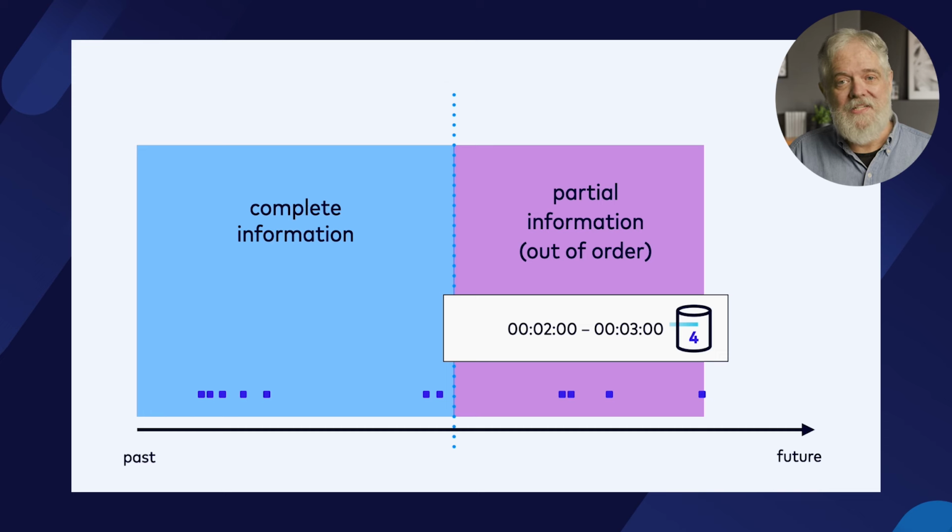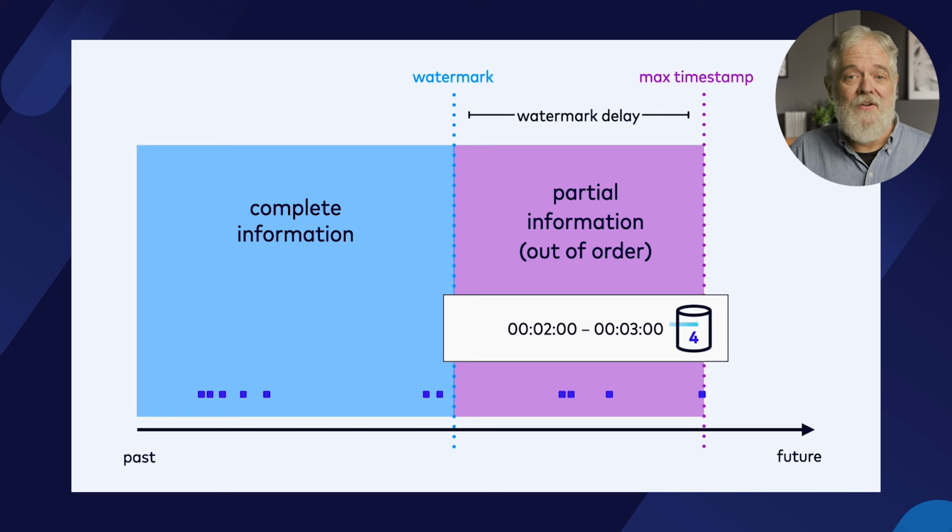But the watermark is an estimate of where this boundary lies. Watermarks are generated by subtracting a delay, called the watermark delay, from the maximum timestamp seen thus far in the stream. For example, with a watermark delay of 5 seconds, Flink can correctly handle events that are at most 5 seconds out of order. With a longer delay, you'll be more certain to have complete information before Flink takes action, such as closing windows. But this increased certainty comes at the expense of increased latency. In another video, I've explained in more detail how watermarks are generated and propagated. You'll find a link to that video in the description below.